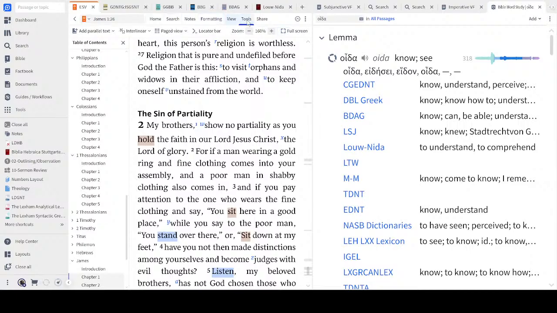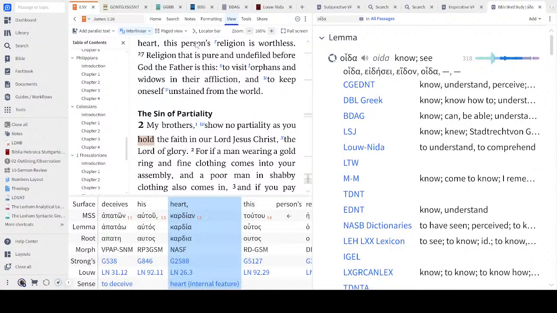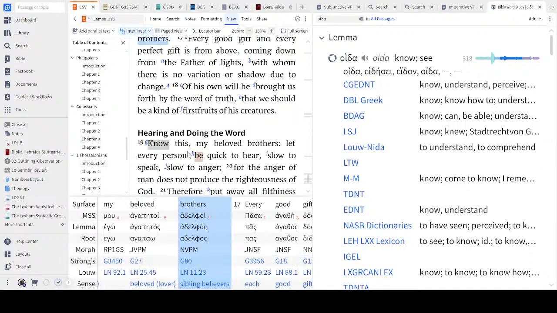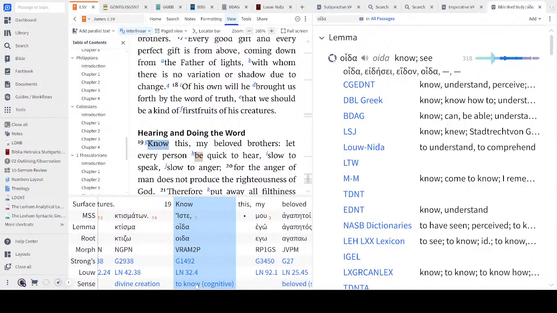If I want to go into my interlinear, view my interlinear here, and I come into here, this one right here. So when I click here, it says: to be cognizant or aware of a fact or a specific piece of information, to possess knowledge or information. So, like I said, understanding.